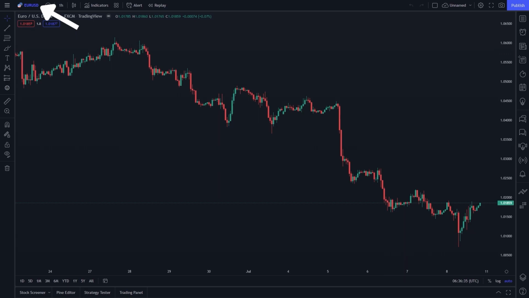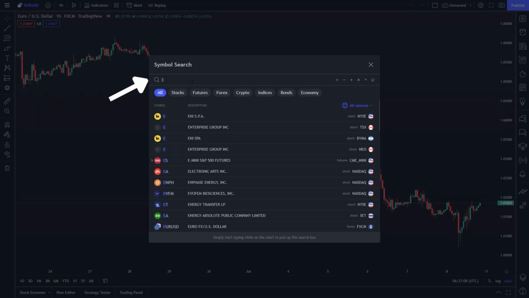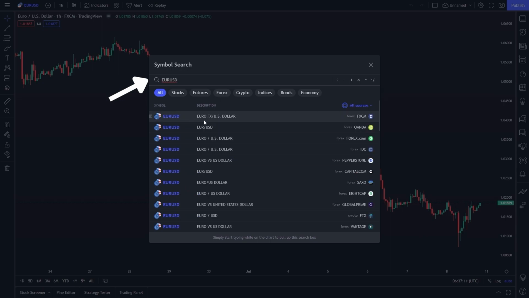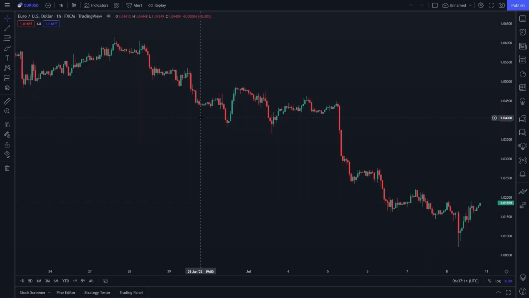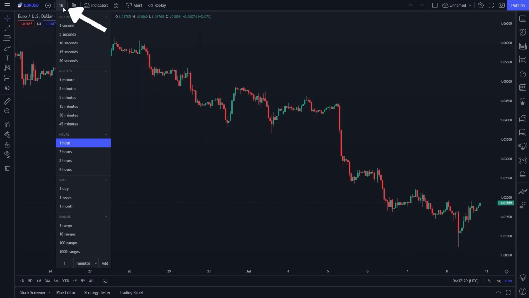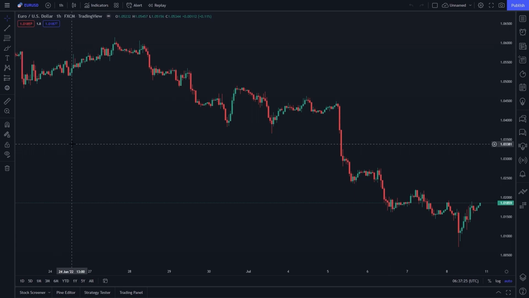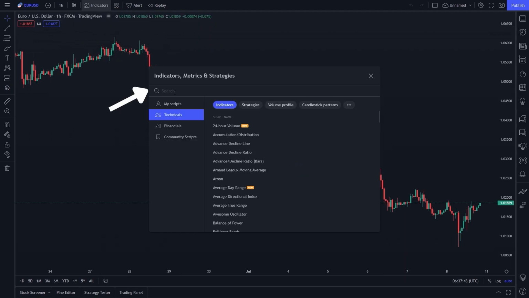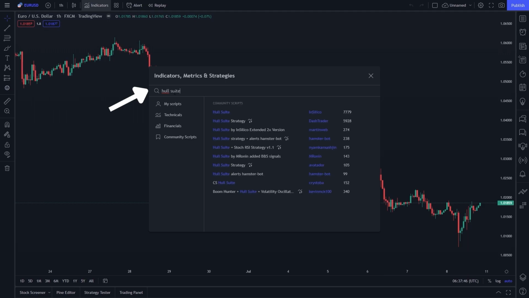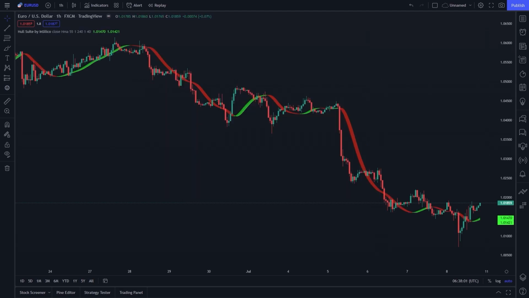Choose a currency pair and set the time frame to 1 hour. Click on Indicator, search for Hull Suite. Click on it. Your chart will look like this.